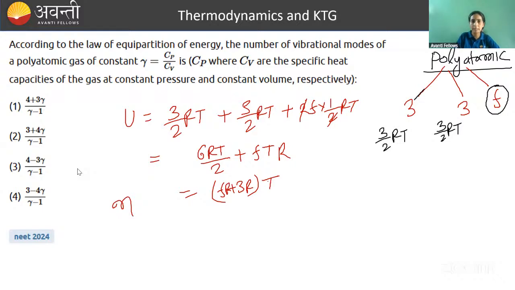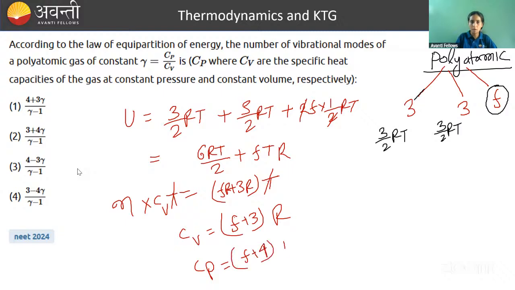Since we are taking 1 mole, N is 1 already, and CV T. This T will get cancelled. So N is 1 mole, CV is equal to how much? CV is equal to R common, F plus 3 R. What will you write for CP? Directly we are getting the answer now, I guess. So CP is what? CV plus 1. So this will become F plus 4 R. What is your gamma? CP by CV. So F plus 4 by F plus 3. Now you can calculate it. Gamma F plus 3 gamma is equal to F plus 4.